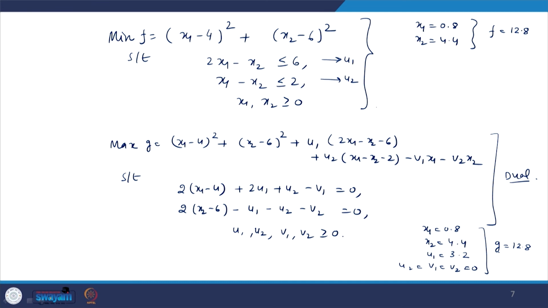Hence we can say that since the values of the objective function at these two points coincide, they are nothing but the optimal solutions of this problem and this problem respectively. Okay. So, in this way, if you want to write out a dual of a given NLP, here for illustration I have taken a quadratic programming problem. In general, if you have any nonlinear problem which is a convex programming problem, then you can write the Wolfe dual in this manner.